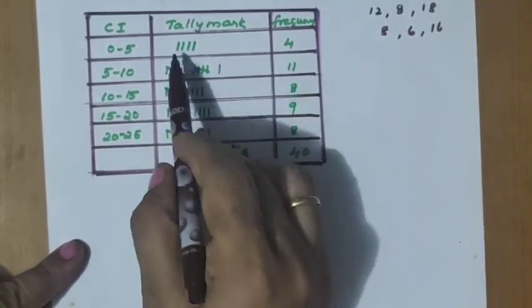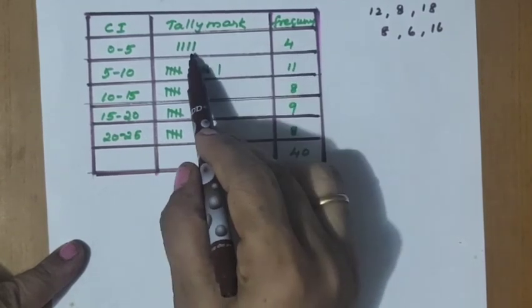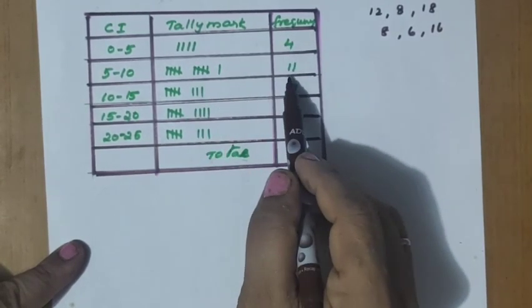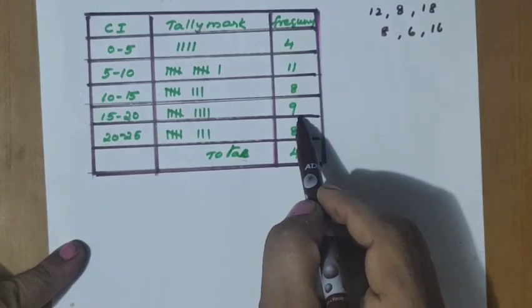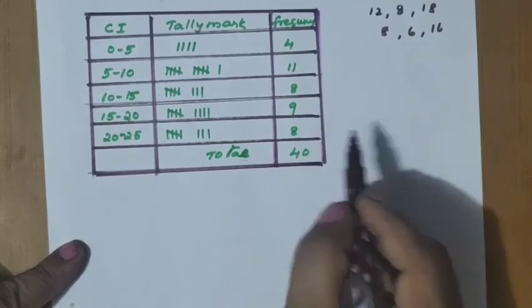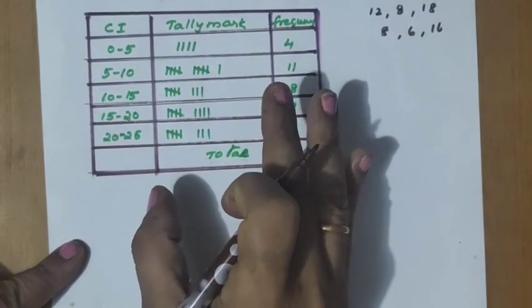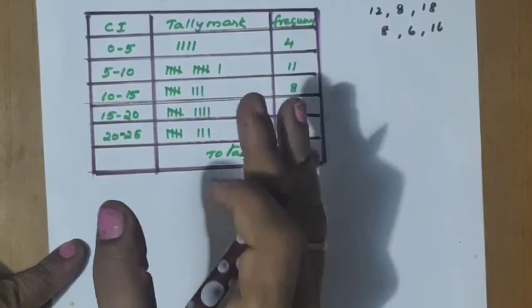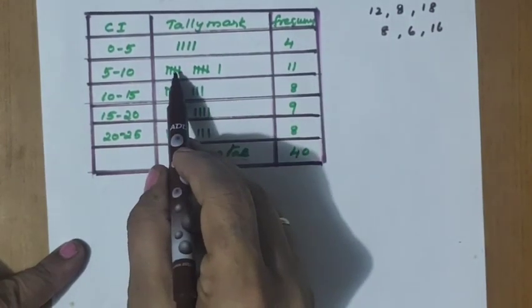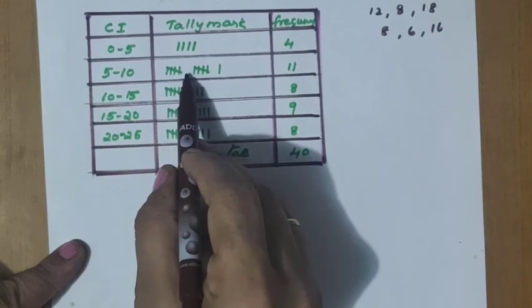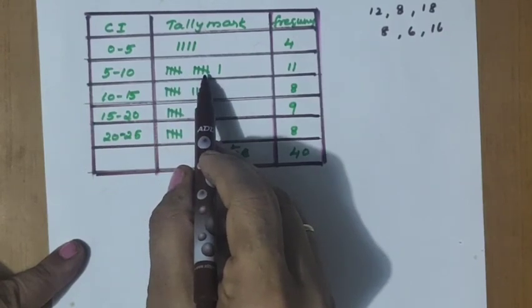We have to put the tally marks, and finally we have to make the total. So 4 tally marks means 4, here 11 and 8 observations. This group has 9 observations and 8 observations. Now what is the point here? When we are doing the tally marks, once a group of 5 is completed, leave some space, then the second group should be started.